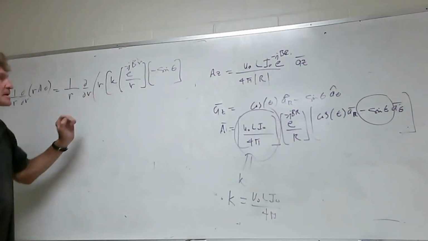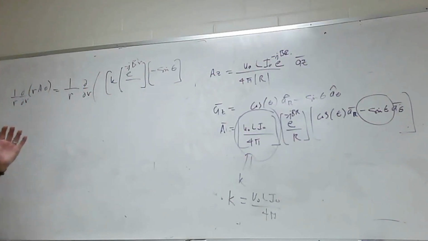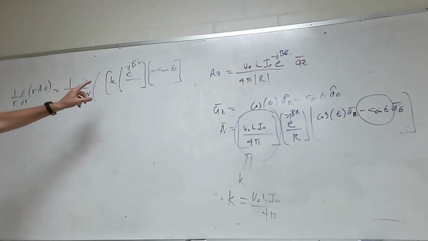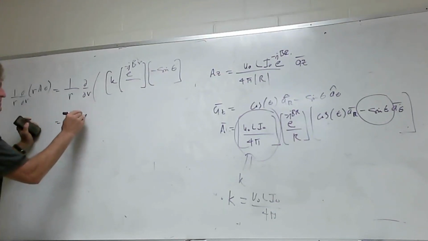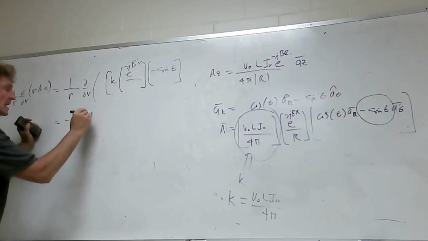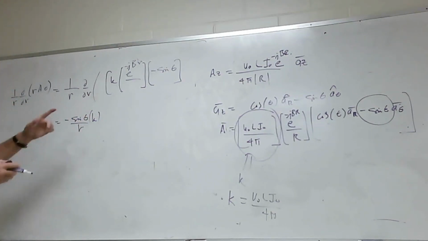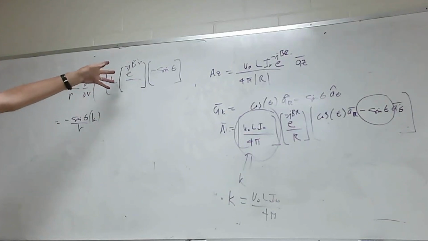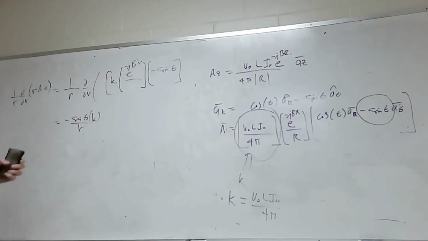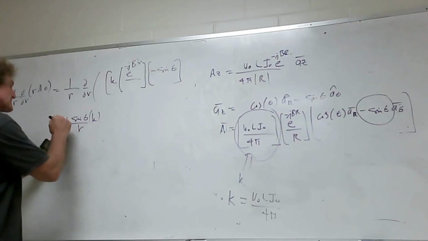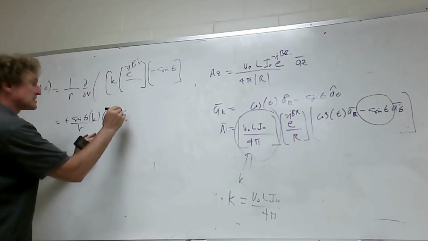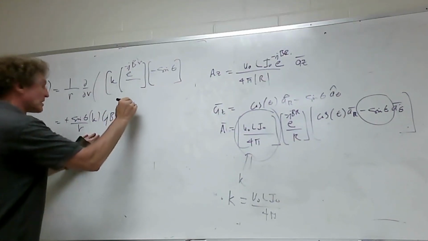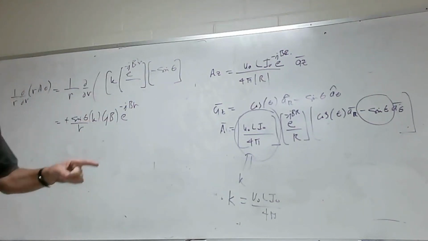I have an r here and here, it goes away. Can you all follow me? And remember, I'm just doing this part. I keep looking at this. This is a d/dr. The k and the minus sine theta don't matter. So I get minus the sine of theta over r times k out the front. And then I take a derivative of this with respect to r. It's e to the minus j beta r. That brings out a minus j beta, right? So it makes that plus, and it's times j beta here times e to the minus j beta r. So that's this derivative right here.